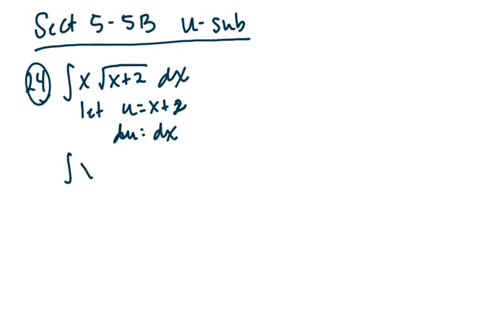So the integration of x square root of u du. Now the problem here is this x. There's no way to get rid of it, so you have to use a different technique. Let's go back up here and let's solve this for x. So we know that u equals x plus 2.